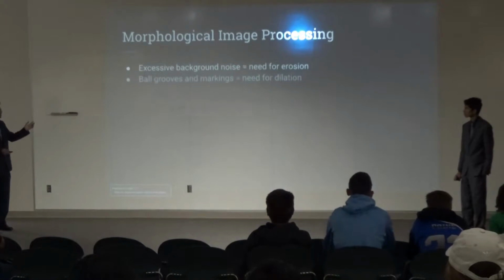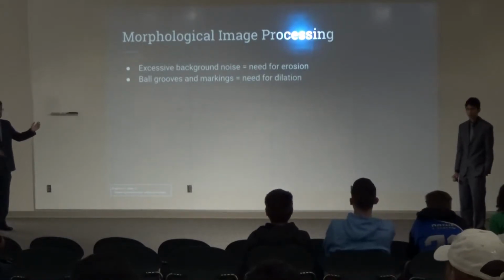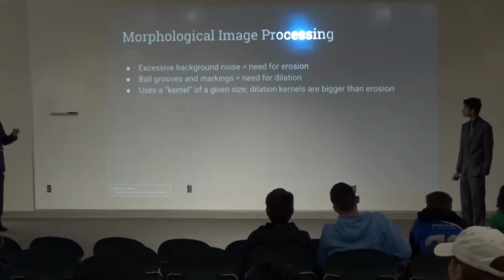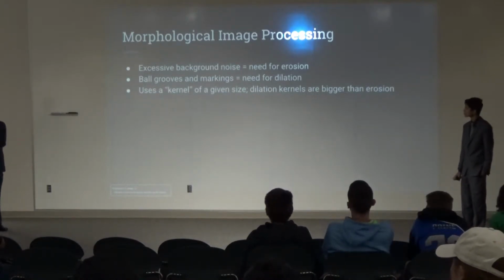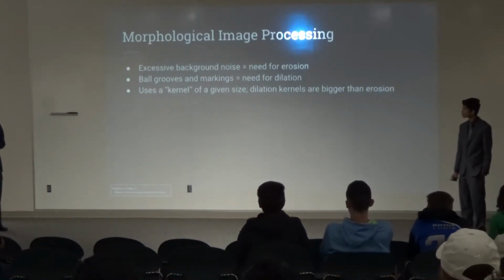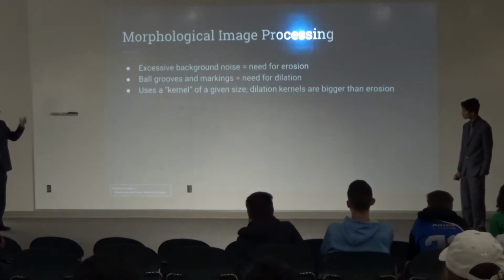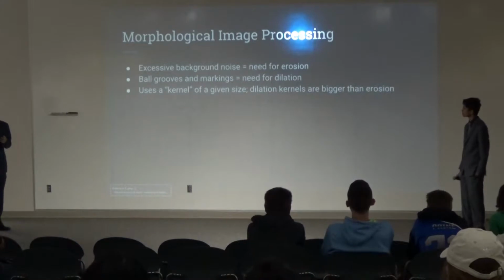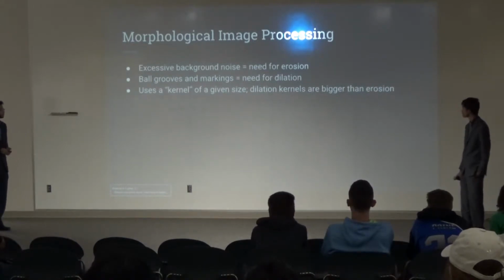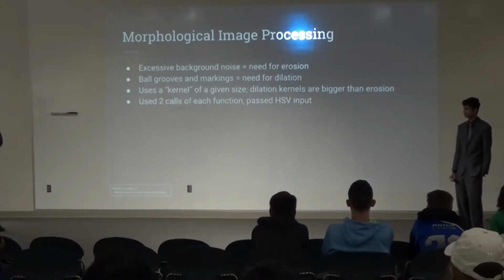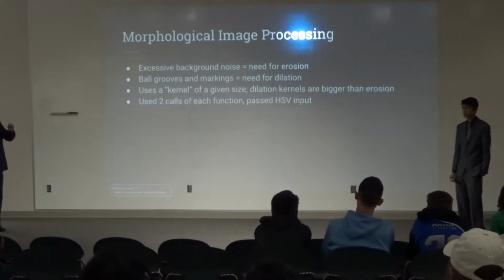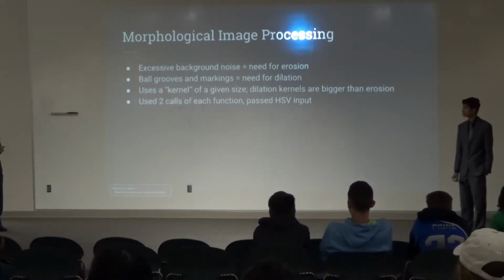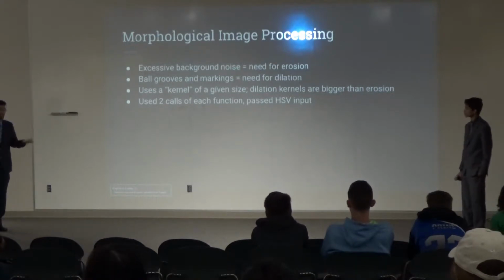As I already said, if there's excessive background noise, then you use image erosion, and if there are ball grooves or markings that are not part of the typical hue saturation values of the tennis ball, then you use dilation, which fills up those holes that were black with more white pixels to create a full image. So I used dilation twice and erosion twice to maximize the image output.